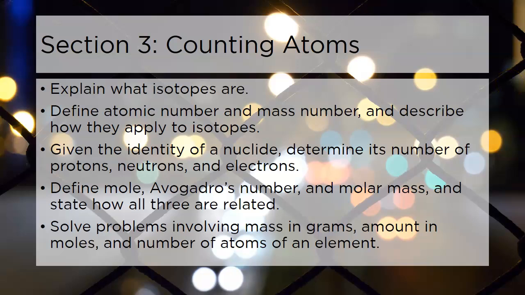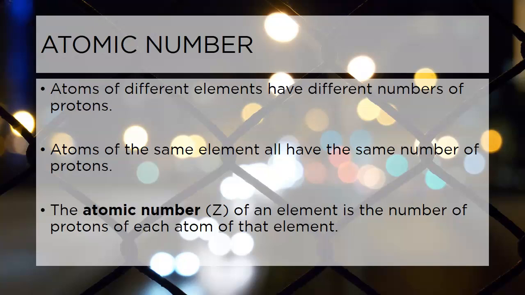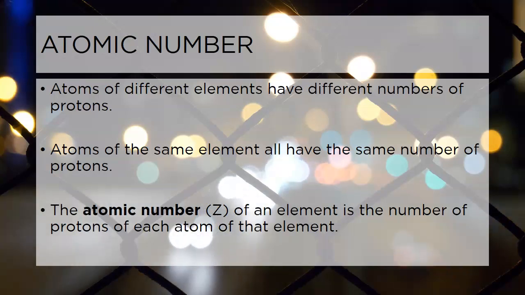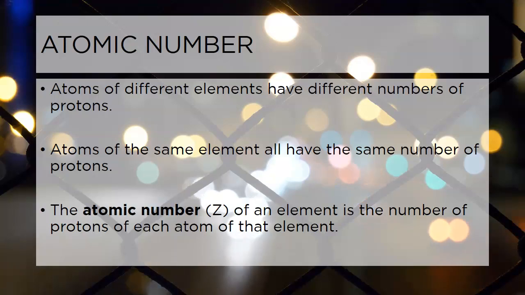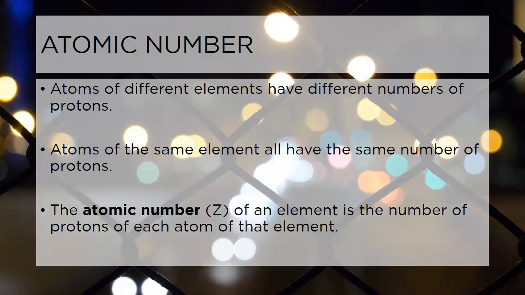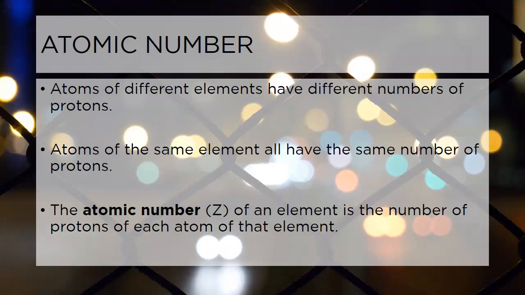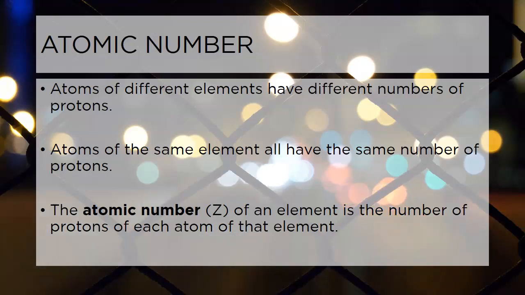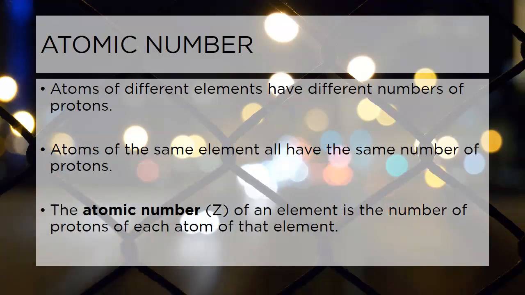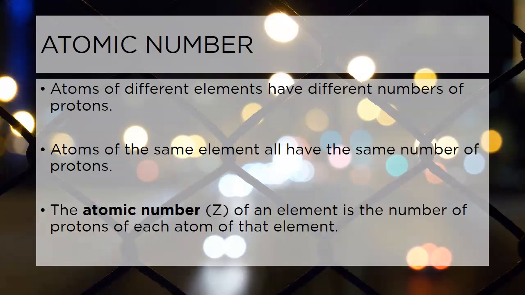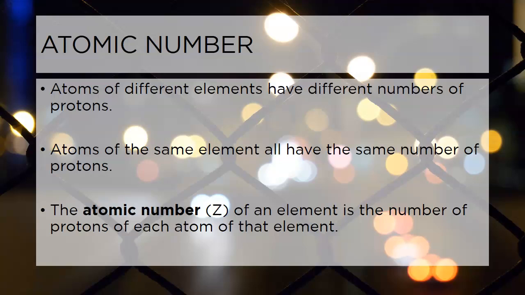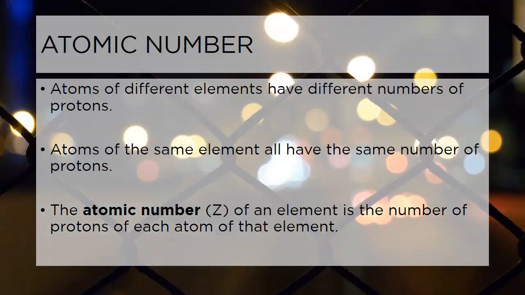So let's first go to atomic number. Just like we all have our own social security number, atoms of an element have a certain number of protons, and only atoms of that element will have that number of protons. So for instance, copper has a particular number of protons, chlorine has its own number of protons. There's a special name for this number of protons. It's called the atomic number, because that's the identity of the element. So every atom of copper would have the same atomic number.